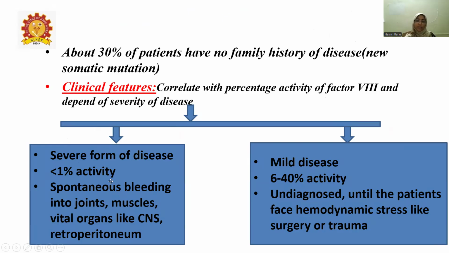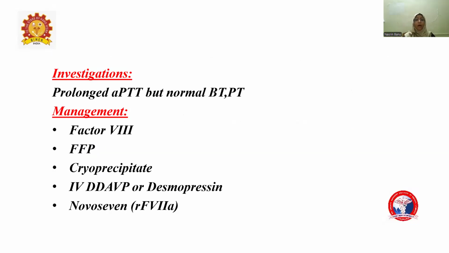In severe form of disease, there is less than 1% activity, spontaneous bleeding into the joints, muscles, vital organs like the CNS, and there will be retroperitoneal bleeding. In mild disease, it usually goes undiagnosed until the patients have major hemodynamic stress like trauma or surgery.